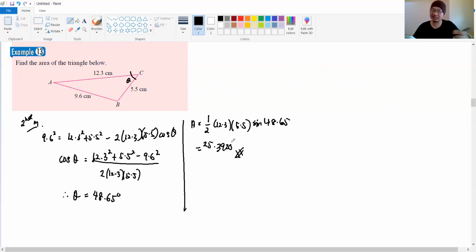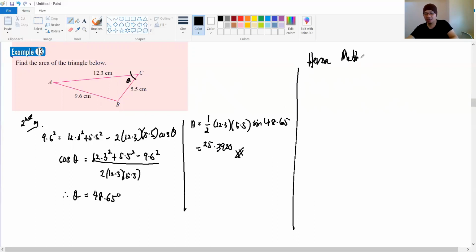25.3920. Let's compare if I'm using the first method, the Heron method. If I use the Heron method here, how? Let's say this angle, let me rub it first. Assume there's no angle inside. That's how we solve this problem.